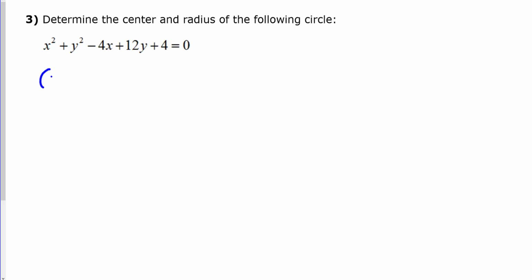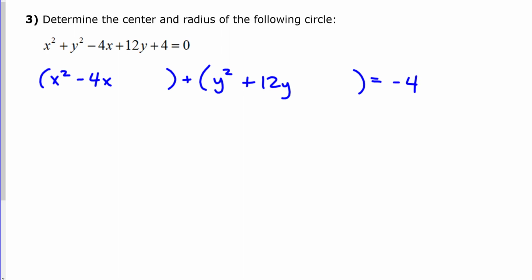So the first thing I'm going to do is group together anything that has an x, leave a little bit of space for the completing the square, and then group together everything with a y, and move that constant to the other side of the equation.